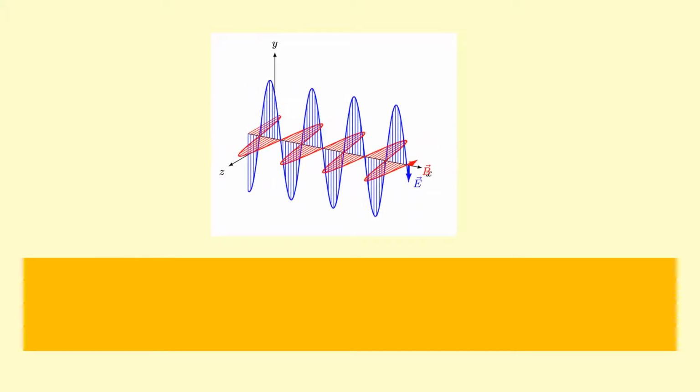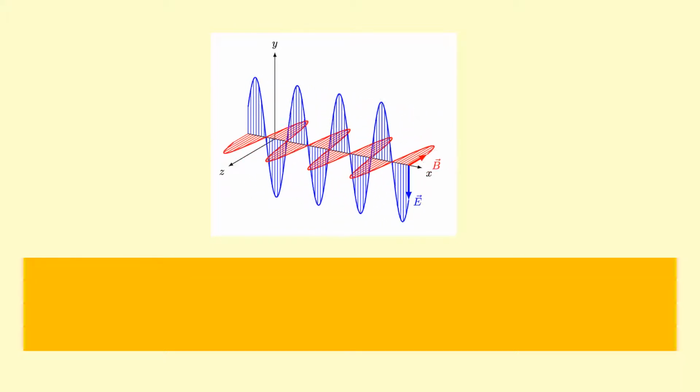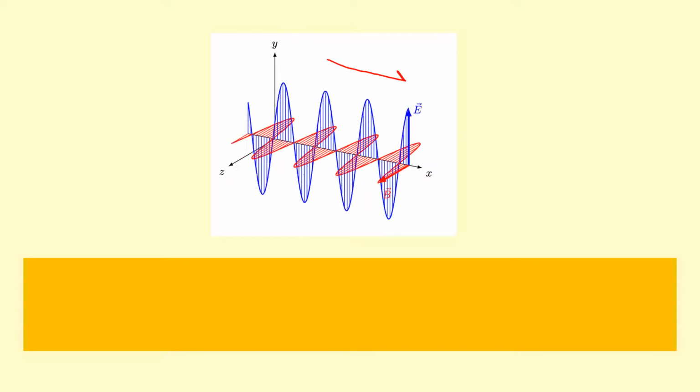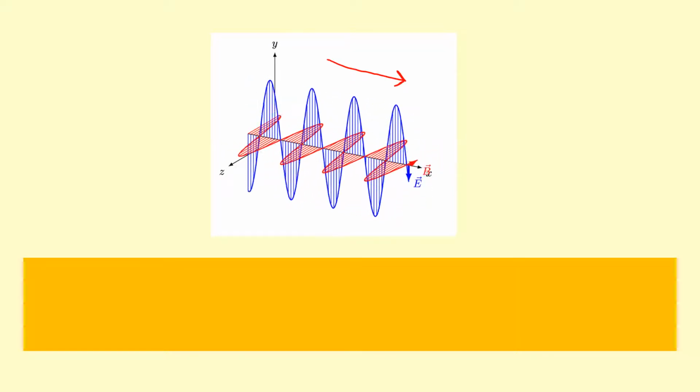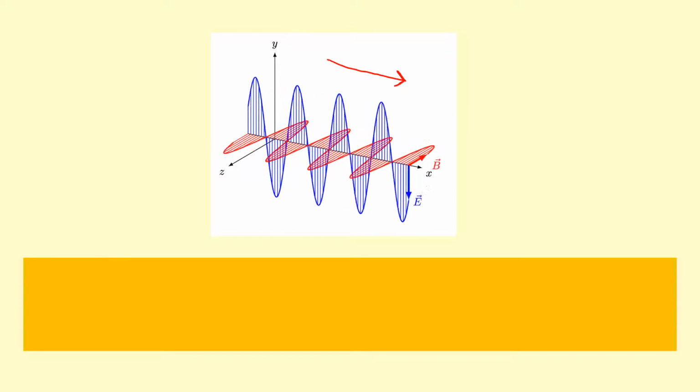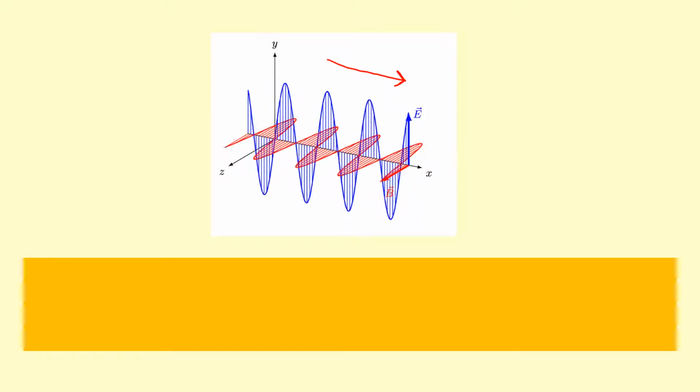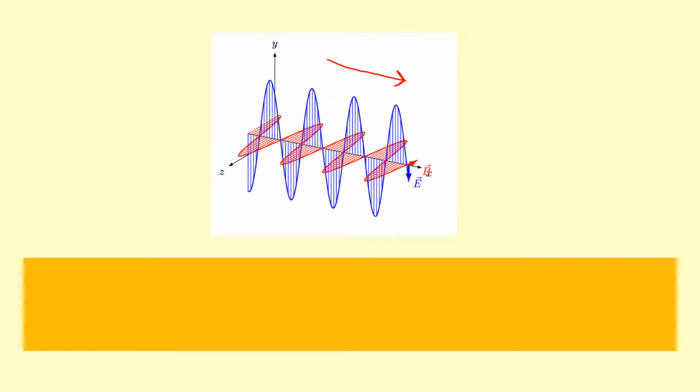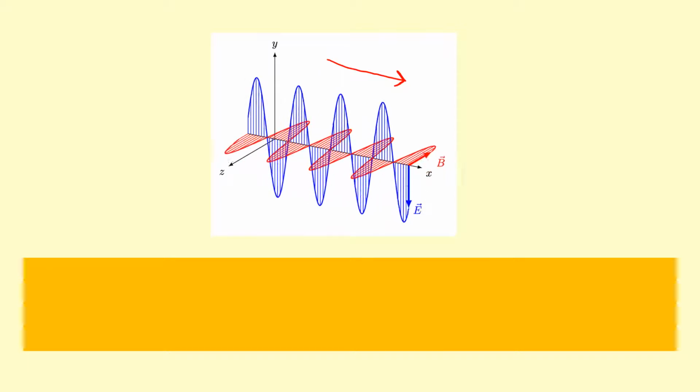Okay, this diagram shows an electromagnetic wave. The energy is being transferred along the x-axis here. And it's an electromagnetic wave because you can see the electric field, which is represented by E, oscillating, and the magnetic field also oscillating, which is represented by the letter B.